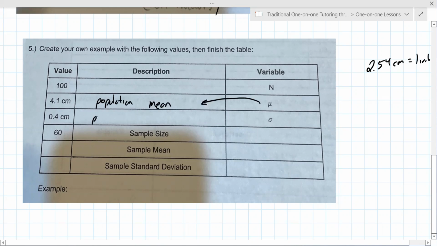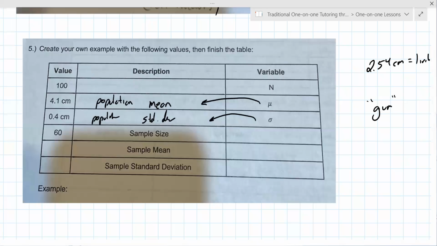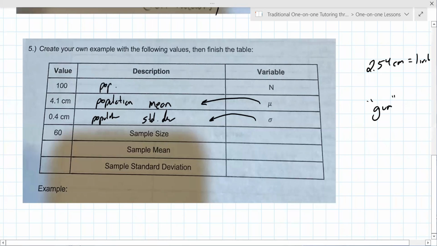And then the next one here is the population standard deviation because of the sigma. We'll get to the example, but it's good that you said some gum or anything that is reasonable here. The 100 is the population size. And we know that because of the N, the big N. Sample size is little n, sample mean is X bar, sample standard deviation is S.